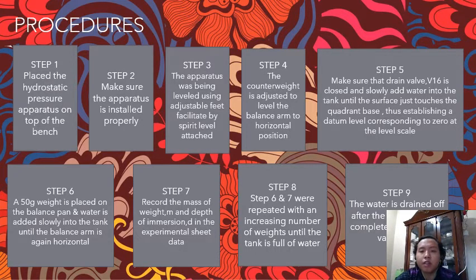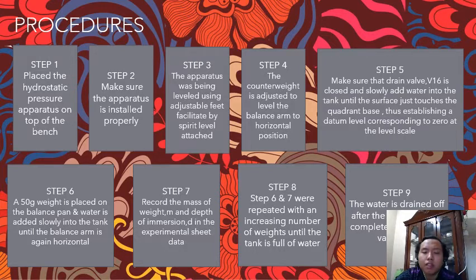Step 5, make sure that drain valve V16 is closed and slowly add water into the tank until the surface just touches the quadrant base, thus establishing a datum level corresponding to 0 on the level scale. Step 6, a 50 gram weight is placed on the balance pan and water is added slowly into the tank until the balance arm is again horizontal.